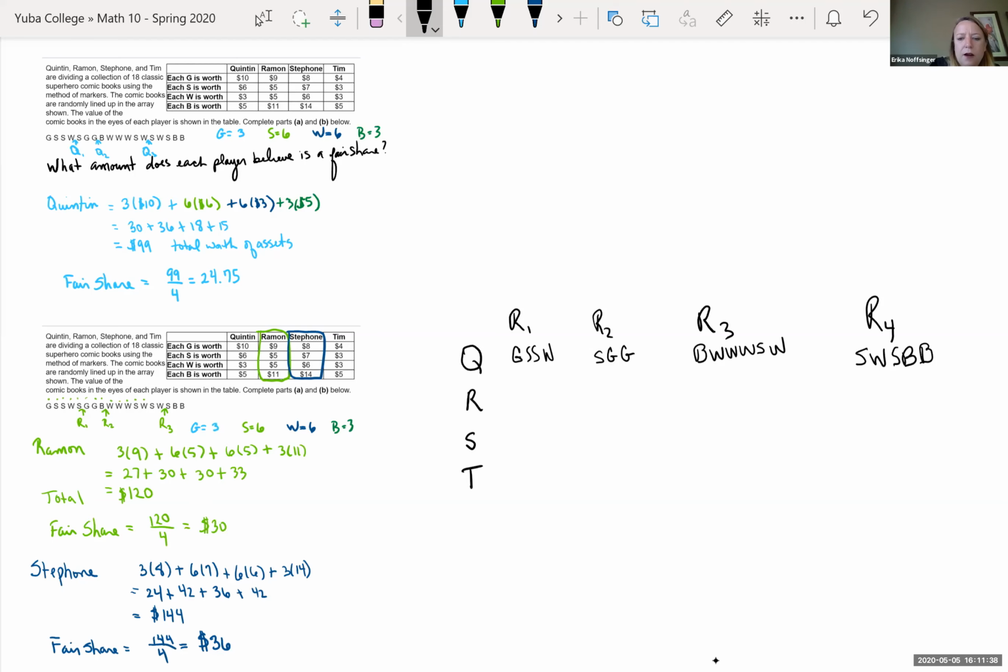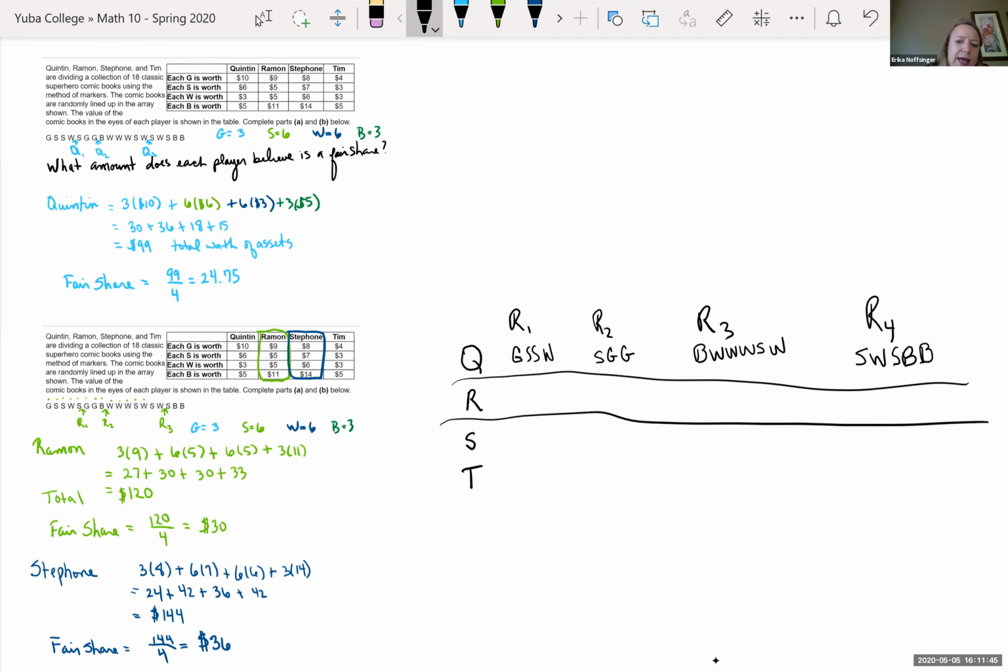So for Raymond, round one, they had GSSWS. Round two, they had GGB. Round three, they have WWWSWSW. And round four, they only have SBB.